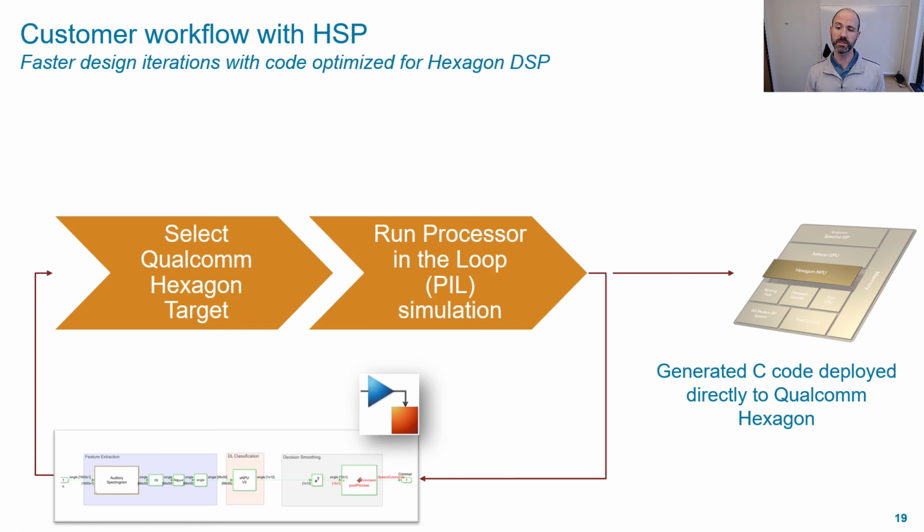As a result of all this integration work we've done, that makes the end user workflow very straightforward. You can build your model in Simulink or write your code in MATLAB, select the Hexagon target platform you want to use, and then with a single button click or line of code, execute a processor in the loop simulation directly on that simulator or hardware.